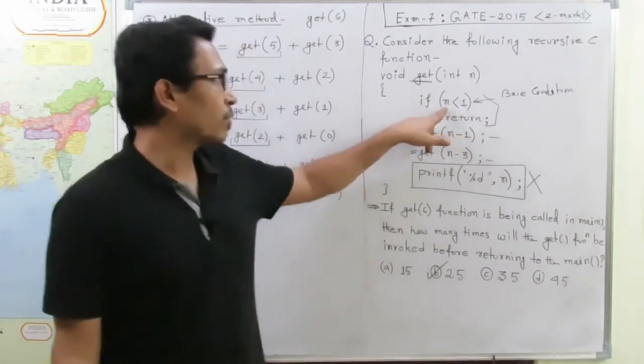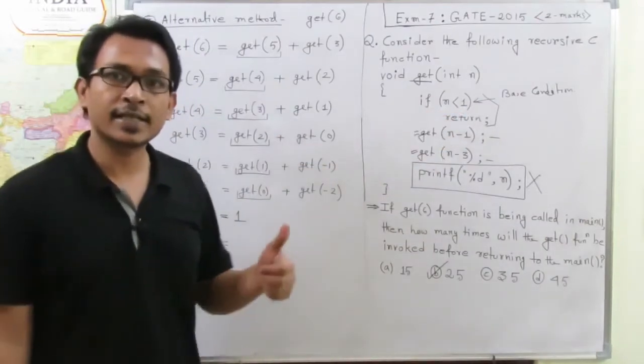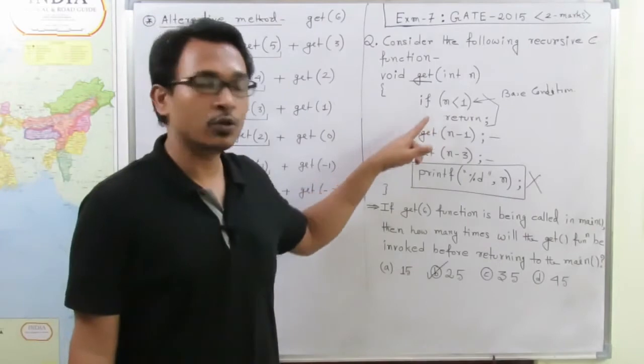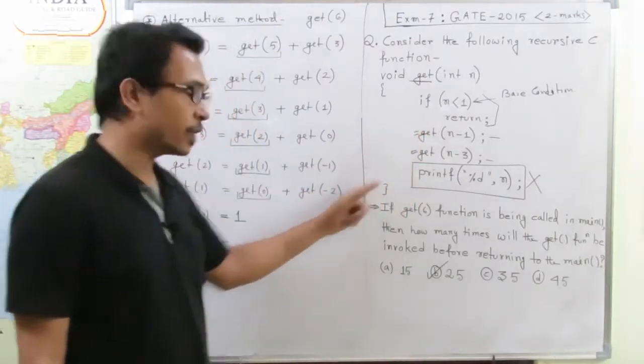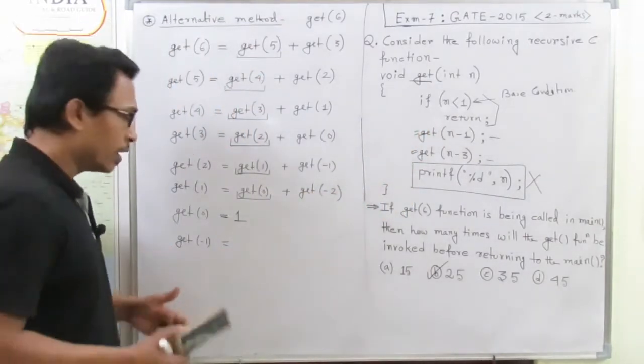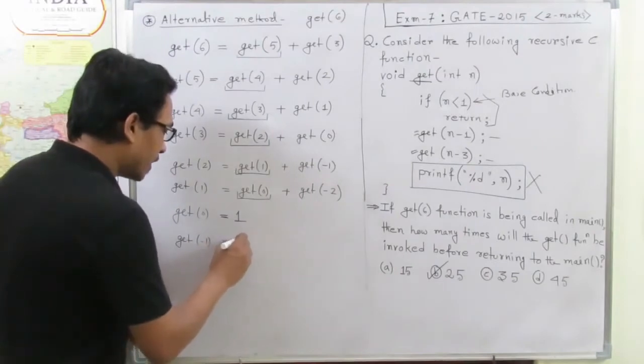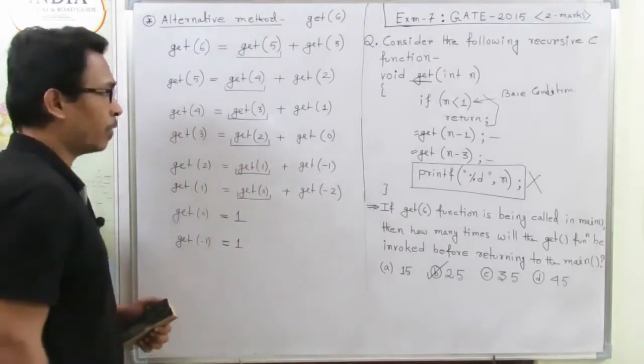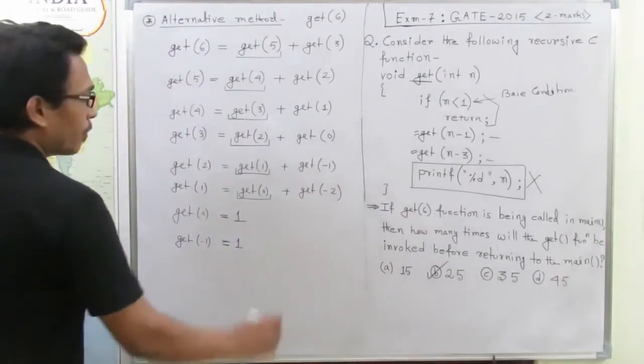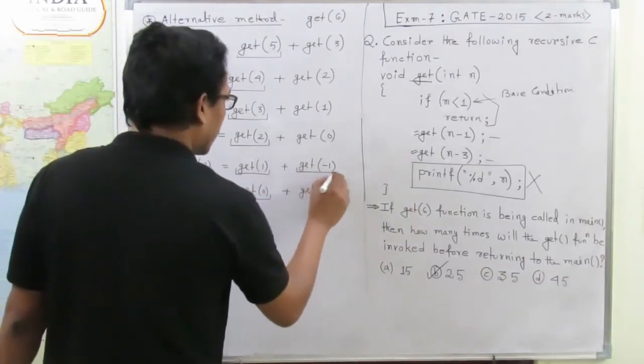Sorry, that minus 1 less than 1. Is it true? Yes, it is true. That means this return will execute. No more get function will be invoked for this particular get minus 1 call. That means the number of get function invoked is only 1. Now one more we left, we solved for this one.